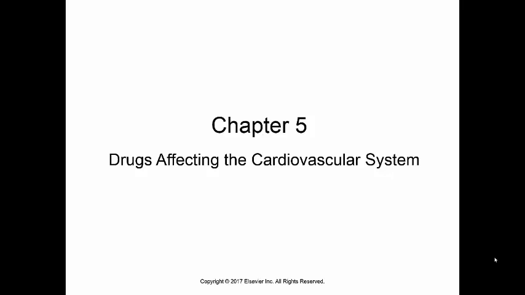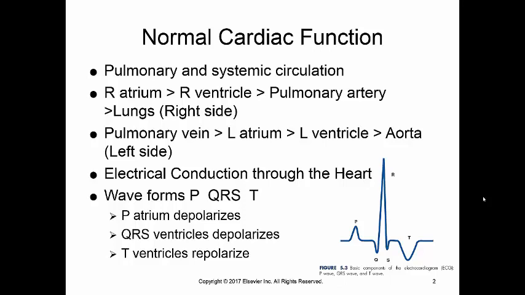This is Chapter 5, Drugs Affecting the Cardiovascular System. So we're going to go back through just a brief anatomy and physiology of the heart. Remember, there's pulmonary and systemic circulation. So pulmonary circulation is going to come from the right side of the heart.